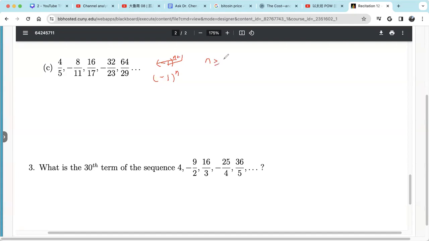Then we want n to start with 0, because anything raised to 0 gives us just positive 1. So the first term will be positive. The second term will be negative 1 raised to 1, so we get a negative.